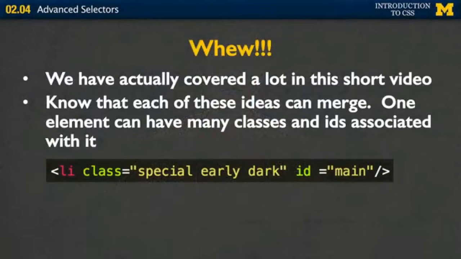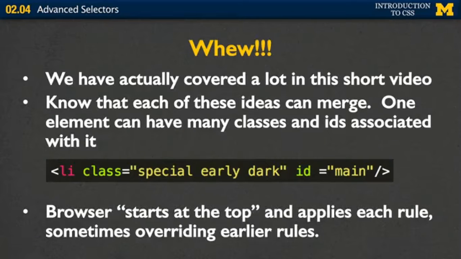Okay, I've just covered a lot of stuff in a very short video. You need to realize that these ideas are going to merge together. You're going to be using classes, IDs, and attributes. And the important thing I want you to know is that when you are adding all these things together, the order that you write classes and different IDs in your text doesn't matter. It doesn't matter whether you have special early dark or dark early special. What really matters is the order that you write your rules in your style sheet. Browsers are always going to start at the top and apply each rule.